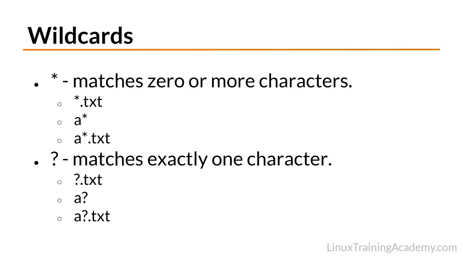The question mark matches exactly one character. If you want to find all the files that only have one character preceding .txt, then use question mark.txt. To match all the two-letter files that begin with an A, use the letter A followed by a question mark. To match all the files that start with A and then are followed by exactly one more character and then end in .txt, use A question mark.txt.